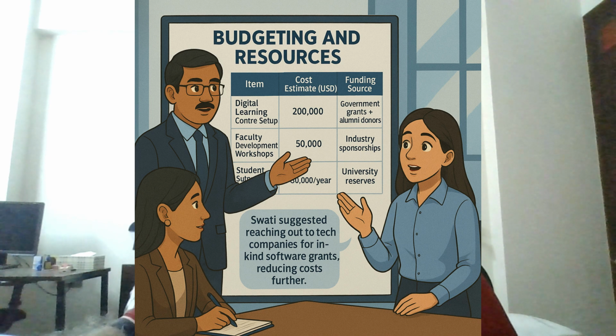The second item was faculty development workshops, costing $50,000, funded by industry sponsorship. And the third item was the student support services counselor, which was estimated to cost $80,000 US dollars, and the funding source was university reserves. Swati suggested reaching out to tech companies for in-kind software grants, reducing the cost further.